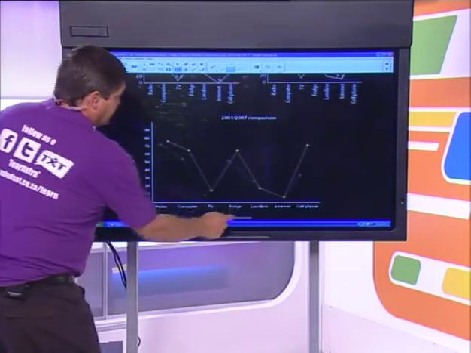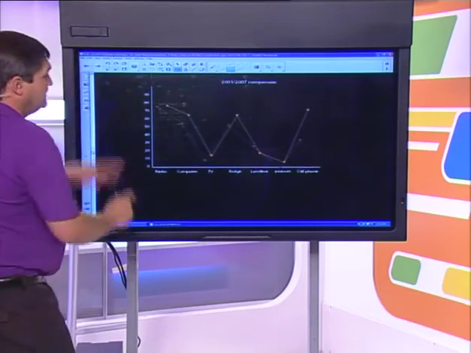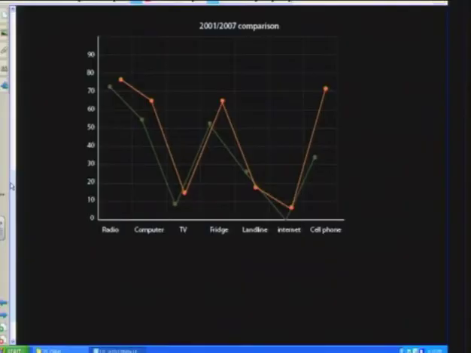There is a bit of the same graph again, but now it's in the form of lines, and you can see that we have 2 lines. Remember, our green represents 2001, and our orange line represents 2007. And folk, you can get that in an exam, okay?